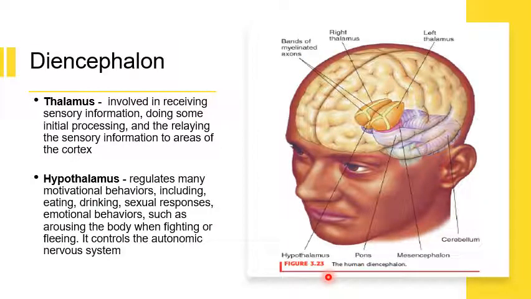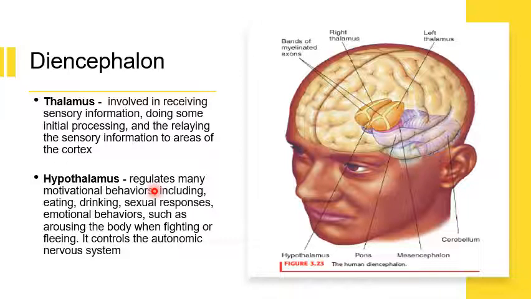Another structure is the diencephalon, which is composed of the thalamus and the hypothalamus. So this is the left and right thalamus. Its function is involved in receiving sensory information, doing some initial processing, and relaying the sensory information to other areas of the cortex. For example, if the thalamus receives information about vision, then it relays it to the visual cortex of the brain. If the thalamus receives auditory information, then it sends it to the primary auditory cortex.